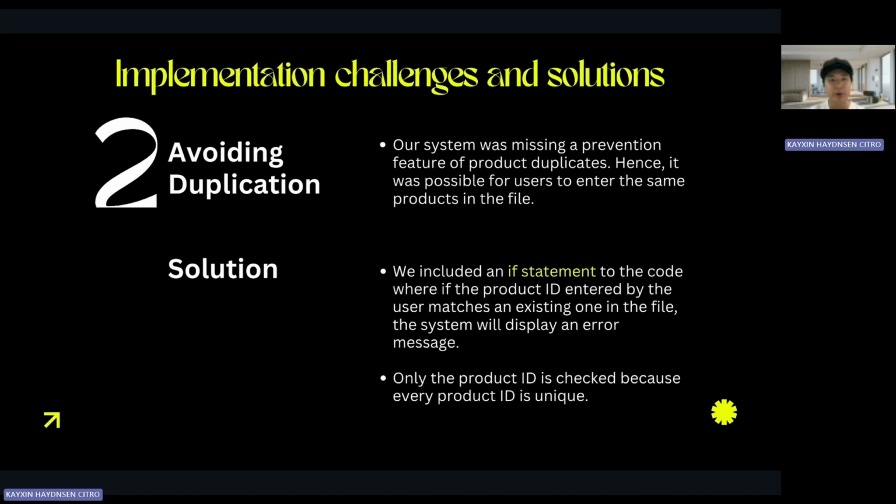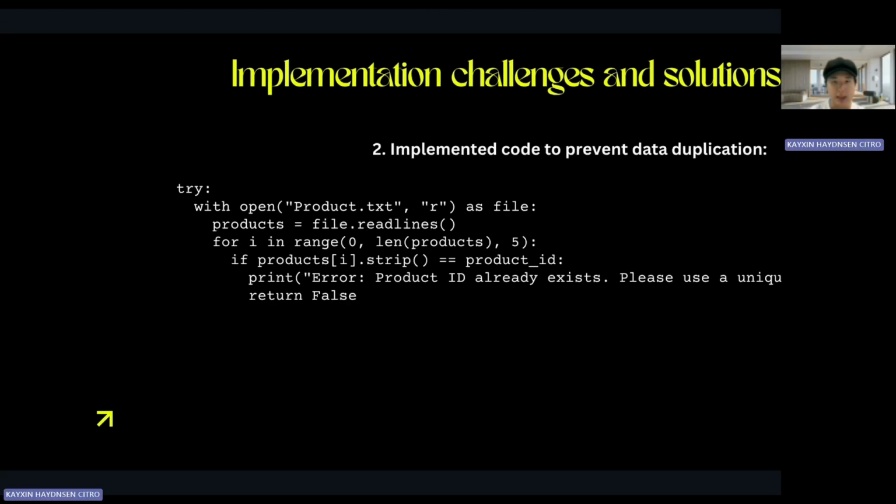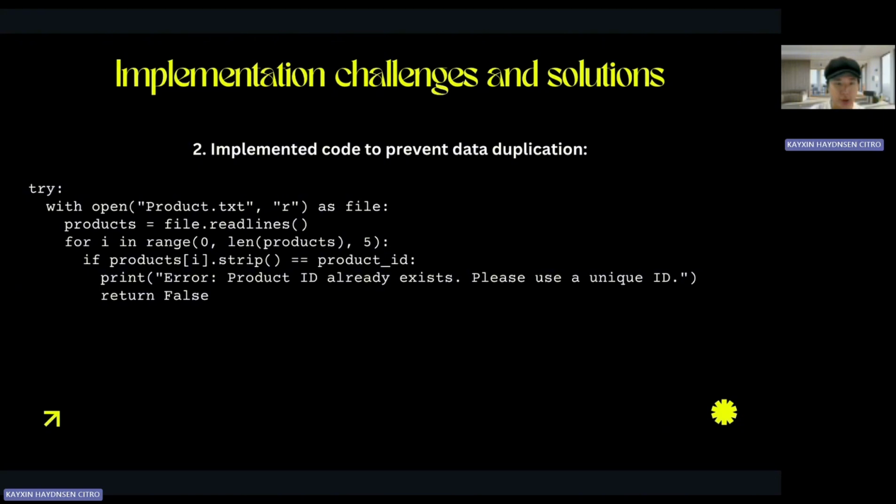And then the next problem that we faced is avoiding duplication. Our system was missing a feature to prevent product duplicates. Hence, it was possible for users to enter the same product in the file. The solution for this problem is we included an if statement in the code, where if the product ID entered by the user matches an existing one in the file, the system will display an error message. Only the product ID is checked because every product ID is unique. And this is the example for the solution.